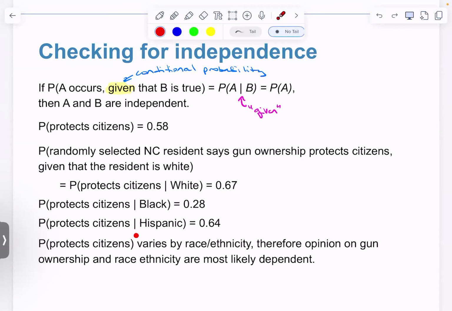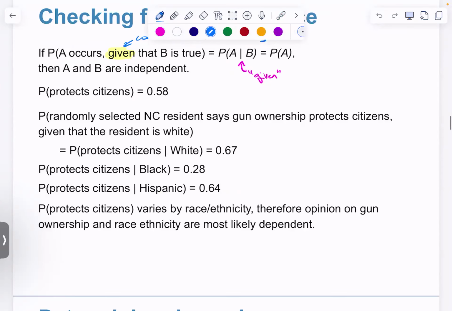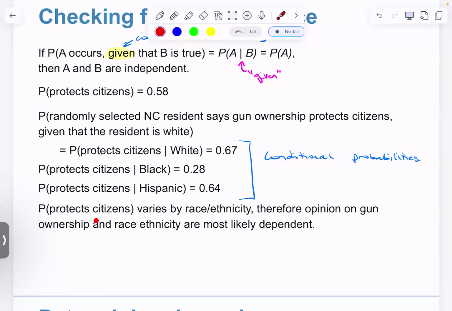So here we have these conditional probabilities. These are what we call conditional probabilities. The probability that it protects citizens just in general varies by race, ethnicity, and so therefore opinion on gun ownership and race, ethnicity are most likely dependent.